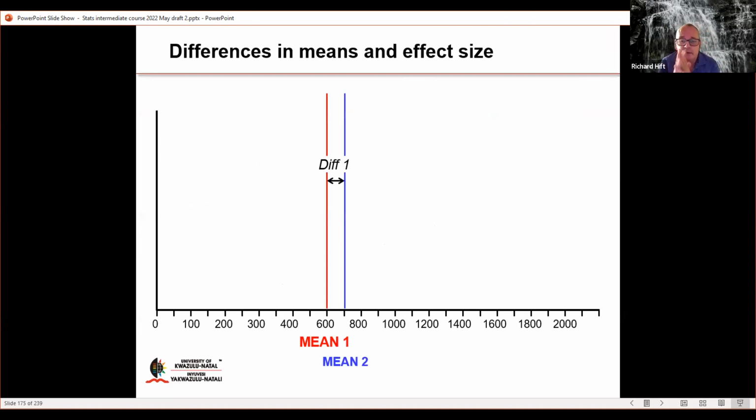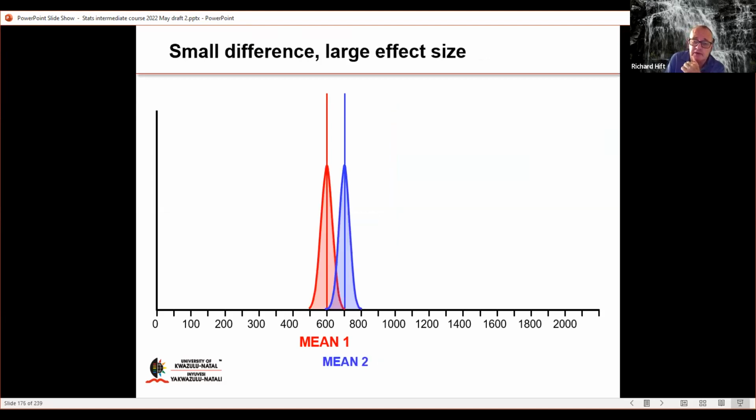So, two samples here. There's the difference between mean 1 and mean 2. It's 100. There's a difference between 600 and 1,000. That's 400. Now, you might think that the second one is a bigger effect size, but in fact, it's not that easy. It depends, as we said, on the spread of your results as well.